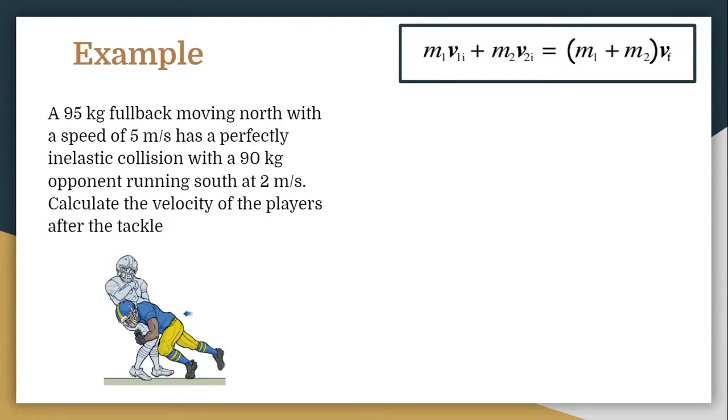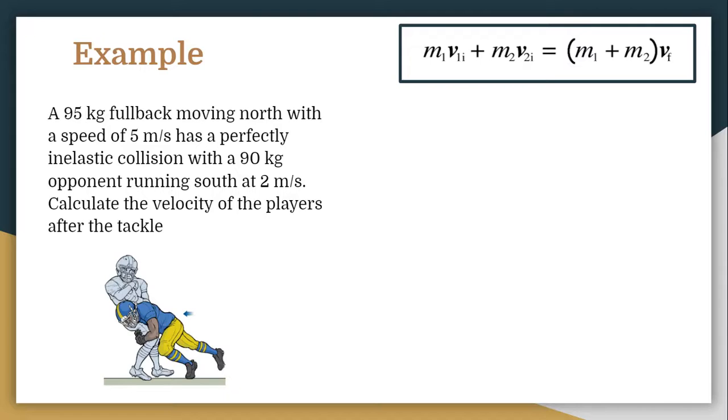This example reads, a 95 kilogram fullback moving north with a speed of 5 meters per second has a perfectly inelastic collision with a 90 kilogram opponent running south at 2 meters per second. Calculate the velocity of the players after the tackle. We'll be using the same equation as I showed in the previous slide. However, we will need to rearrange it in order to solve for VF, or final velocity.